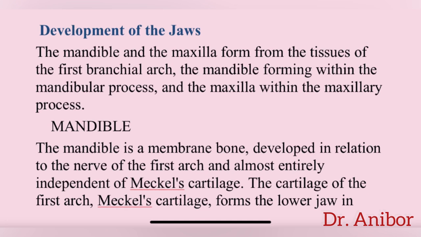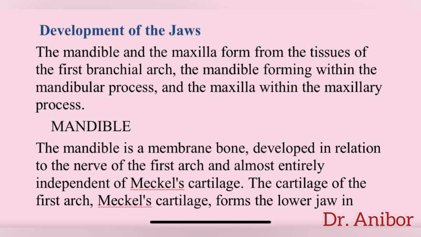The mandible and the maxilla form from the tissues of the first branchial arch. The mandible forms from the mandibular process, and the maxilla forms from what we call the maxillary process. So now let's consider the highlights of the formation of the mandible.